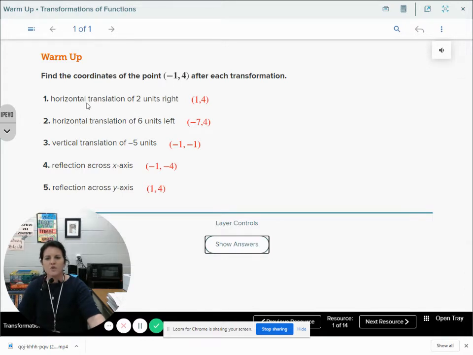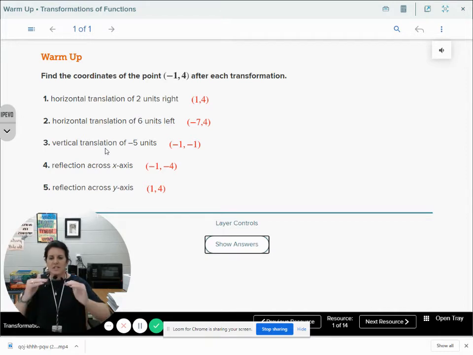We have moved 2 units to the right. So if I'm moving to the right, that's going to change my x-coordinate. So notice it went from -1 to +1. The y-coordinate stayed the same. Again, horizontal, we're going to change the y-coordinate. So we went from -1 down 6 units because we went to the left. So -1 minus 6 would be -7.